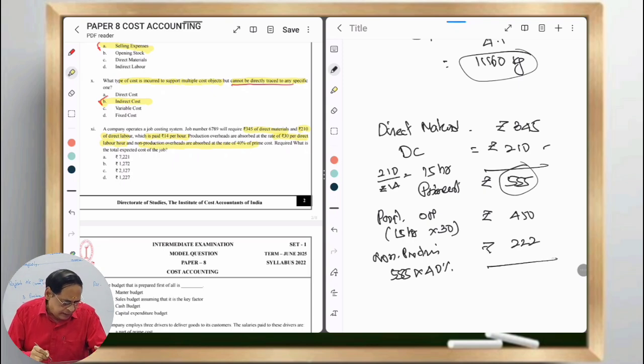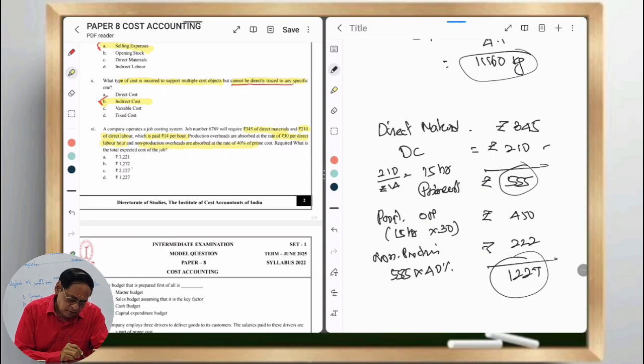So what they asked is, what is the total expected cost of the job? We have to add: 345 plus 210 is the prime cost of 555, plus production overheads of 450, plus non-production overheads of rupees 222. So the total is 1227 rupees. So it is the total expected job cost. So what is the answer given?